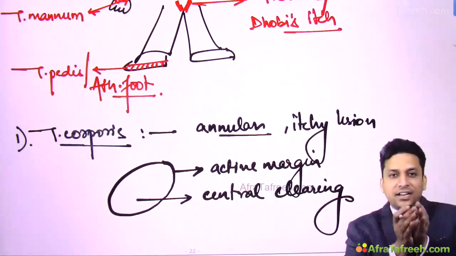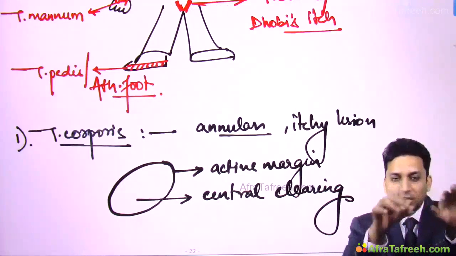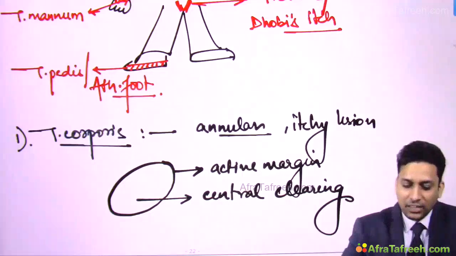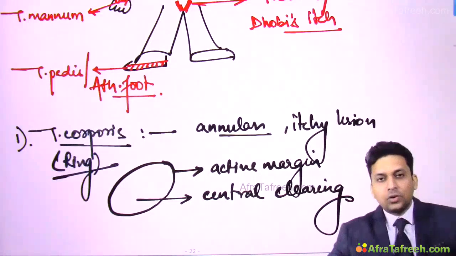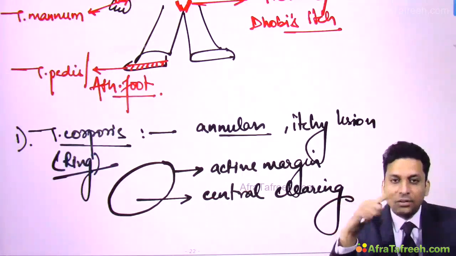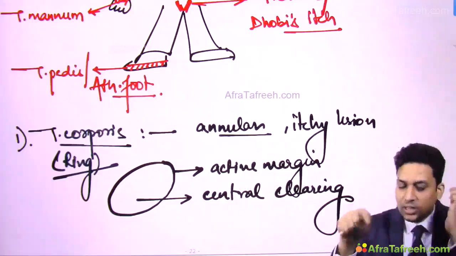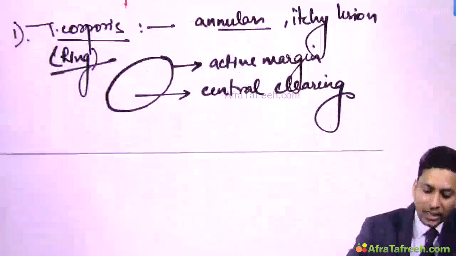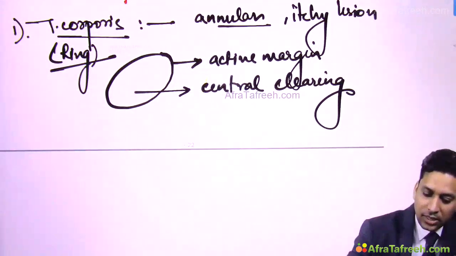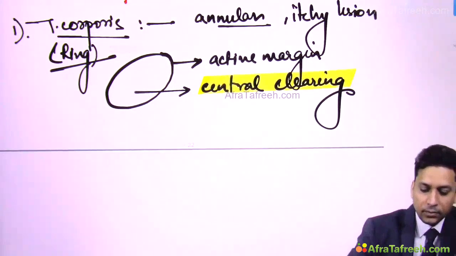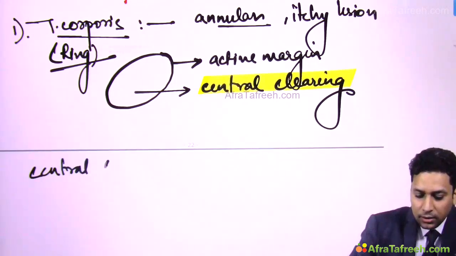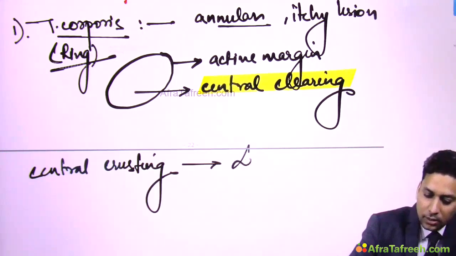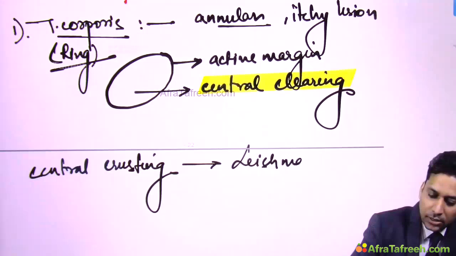So because the central area of the lesion is clearing and the margins are active, it looks like a ring. That's why this is also known as ringworm infection or ring infection. Okay, so such ring is seen, such annular lesion is seen. So such itchy annular lesion is seen in tinea corporis and the characteristic feature is central clearing. Similarly, they might ask you that central crusting is seen in leishmaniasis.